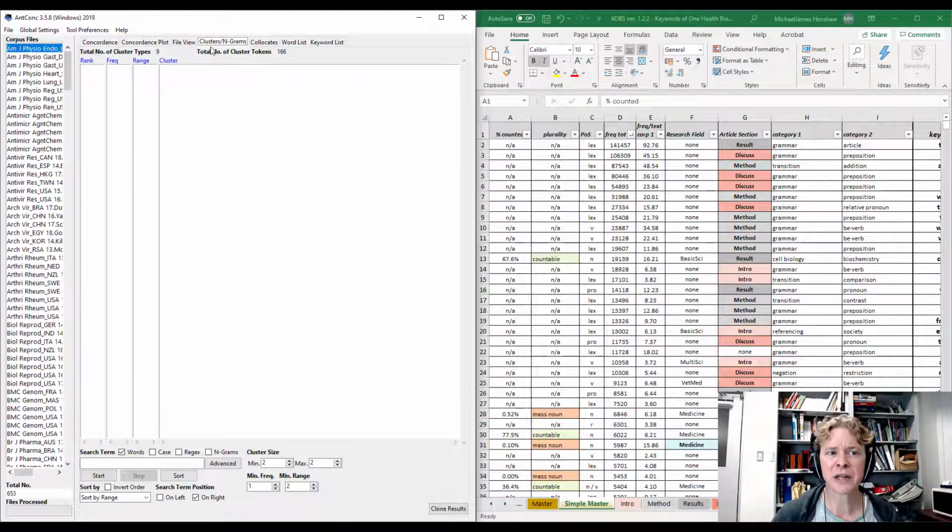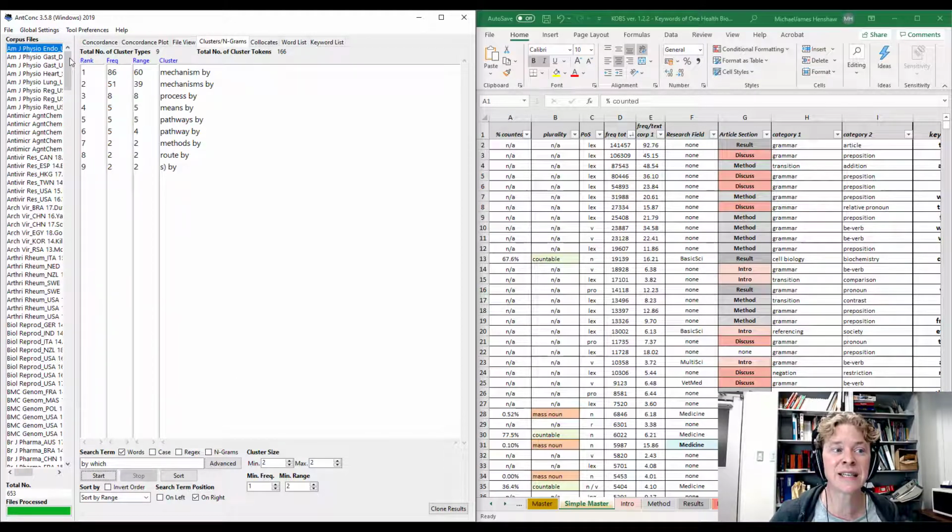Let's go to my favorite tool, the Clusters Ngrams tool. We just really need to type in "by which", make sure that the search term position is on the right, and sort by range. Range is a more important factor than frequency because range shows different papers and frequency is just how many times total. So for example, "mechanism by" is overwhelmingly the top for frequency and range, but I don't care so much if the same author uses this again and again. I'm more interested in many different authors using the same phrase.